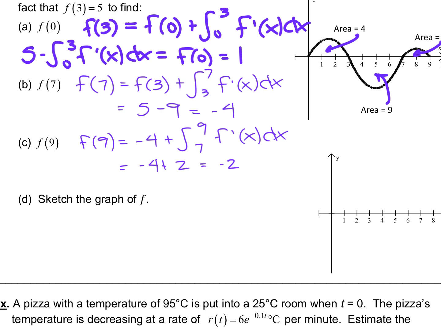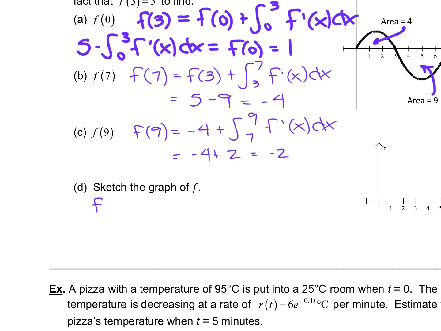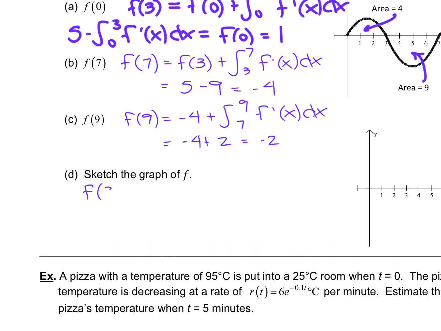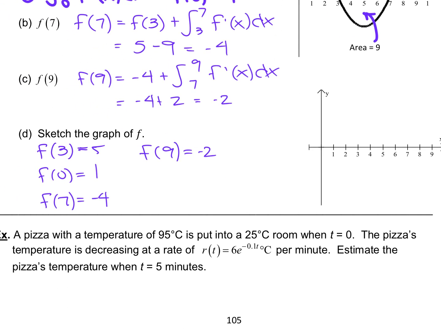Now, sketch the graph of f. F is the original. What do we know about f, the original? Let's list our information. We know f of 3 is 5. We now know f of 0 is 1. We now also know f of 7 is -4, and we know f of 9 is -2. Now, do you know exactly what this is going to look like? Absolutely not, but you do have enough information to draw yourself something. Got to go mark my tick marks here up to 5 and down to negative something.